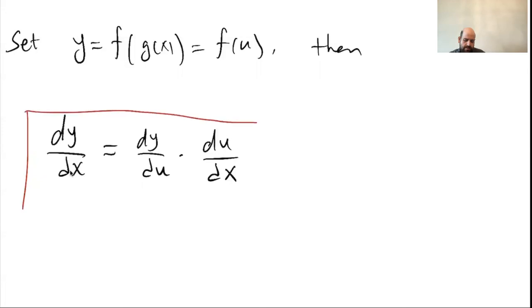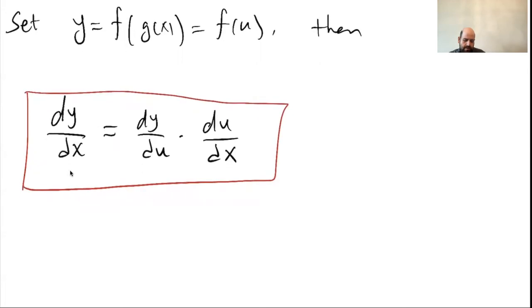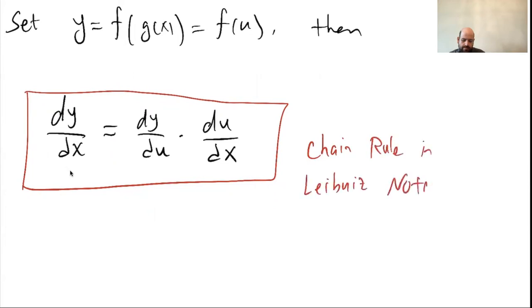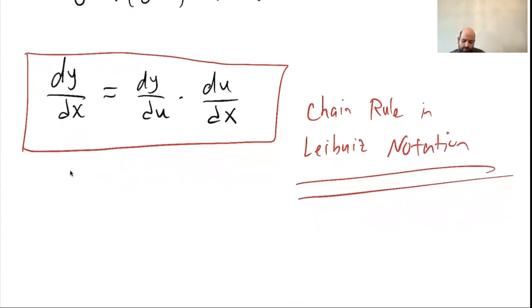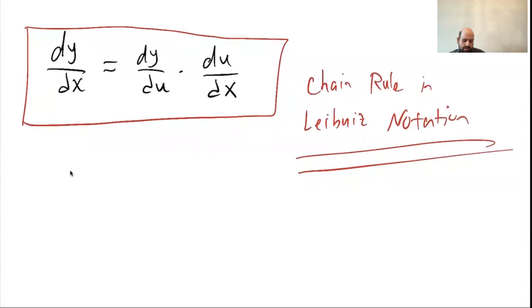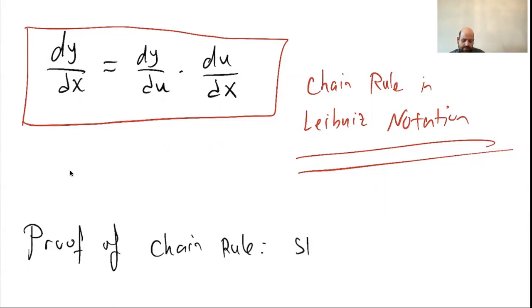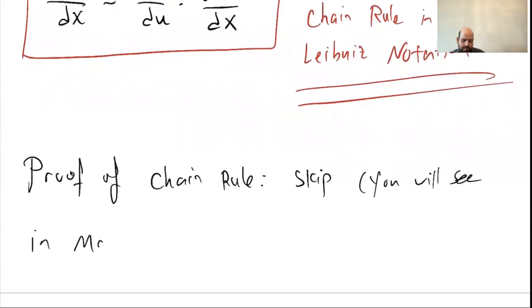So this one, chain rule in Leibniz notation. Chain rule in Leibniz notation. Okay, so proof of chain rule. Proof of chain rule, as I said, you'll skip it. You'll see in math 225.